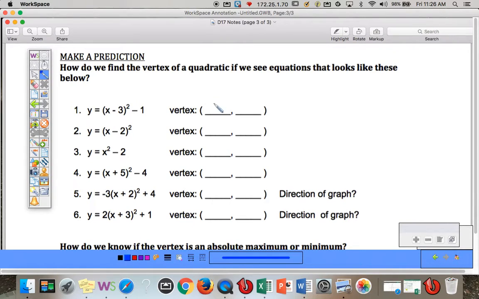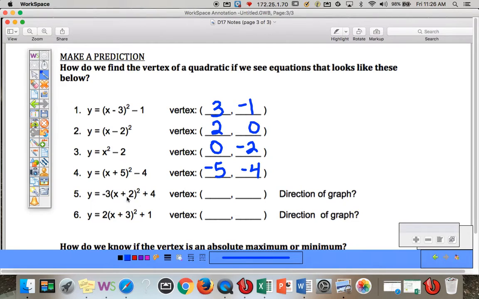The opposite of negative 3 is 3, and the minus 1 stays the same. The opposite of negative 2 is 2. There's nothing on the outside, so that's 0. Here there's nothing in the parentheses, so that's 0, and it's minus 2 down 2. The opposite of 5 is negative 5, and then we have negative 4.